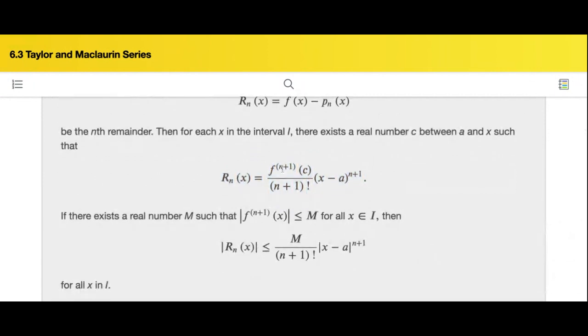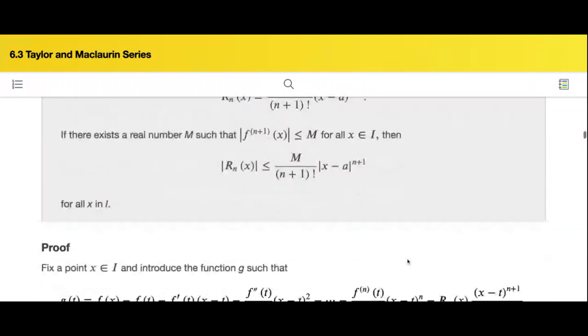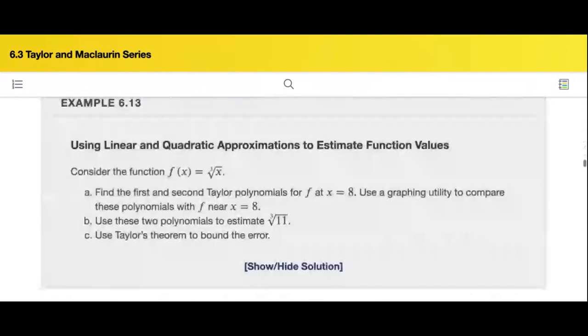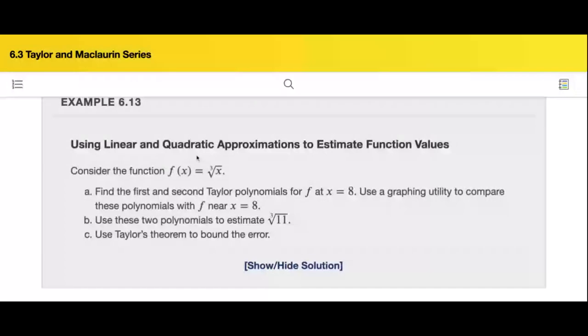And if the n plus 1 order derivative is bounded by a number, it has an upper bound, then the tail Rn is bounded, right? This actually, for us, is not so important, but for the math major, it's important. So let's review this again, because I'm sure this will be on your test, will be on your final.